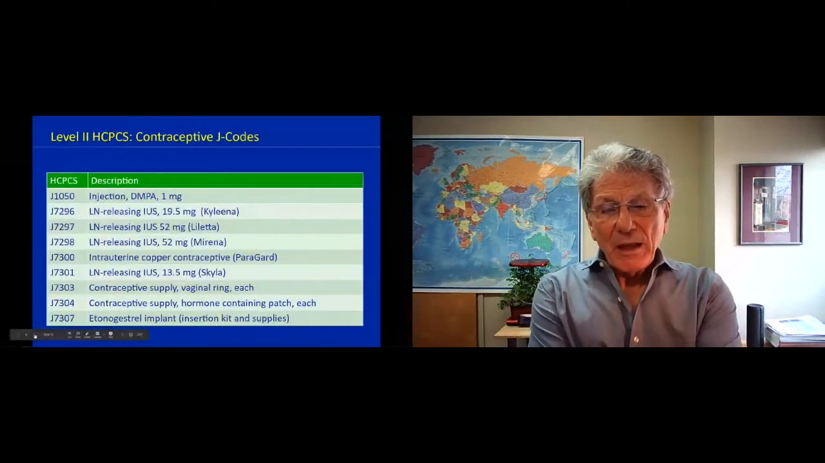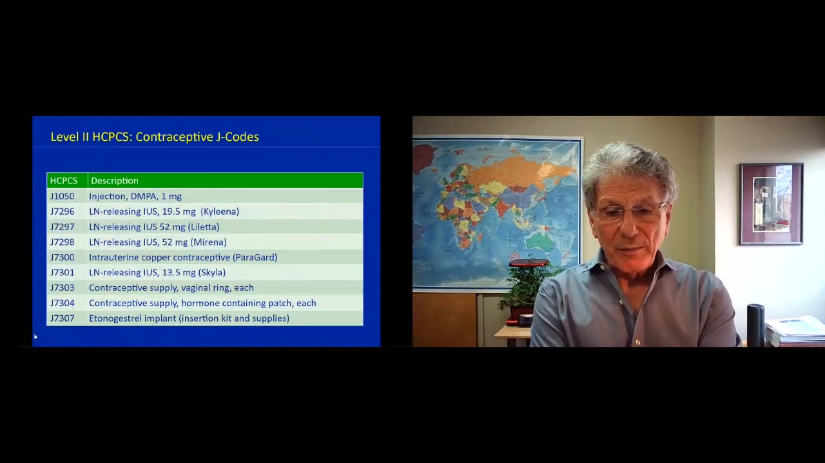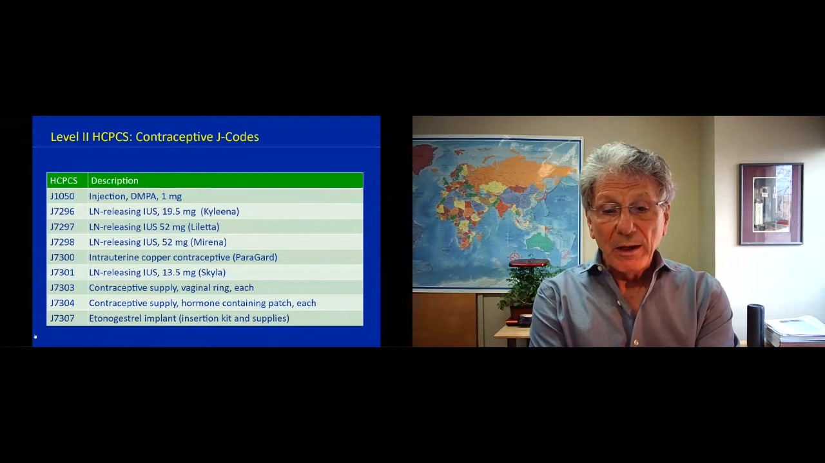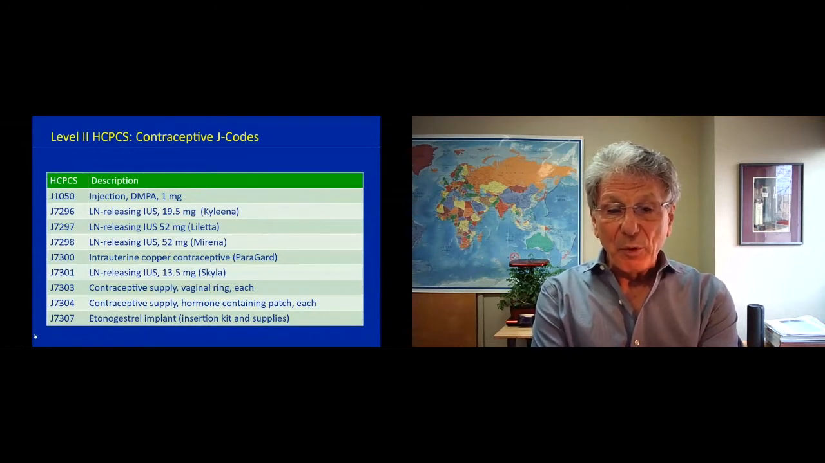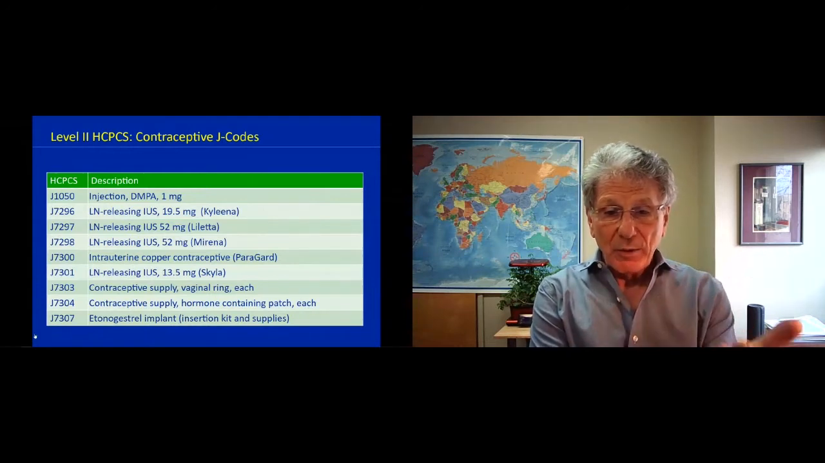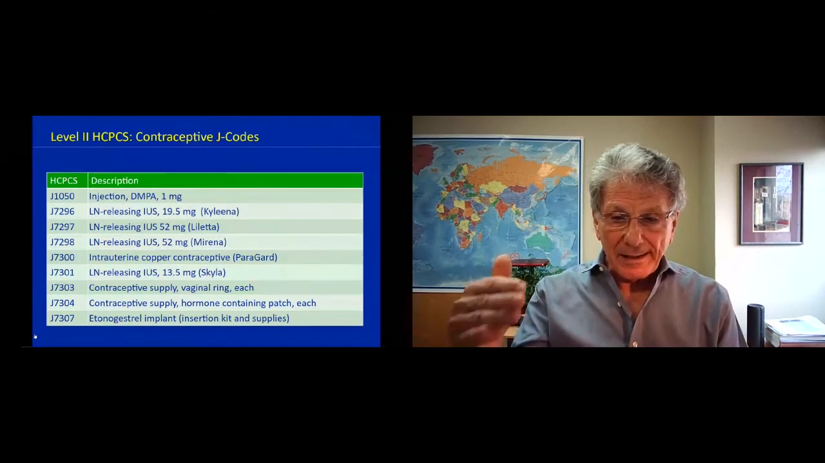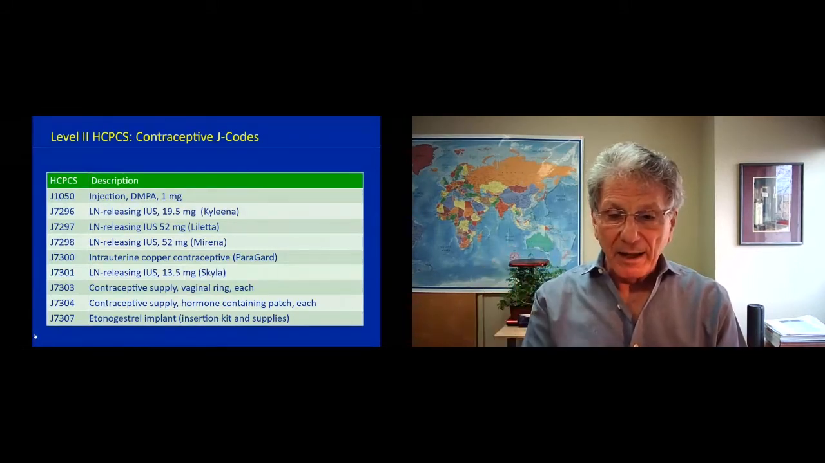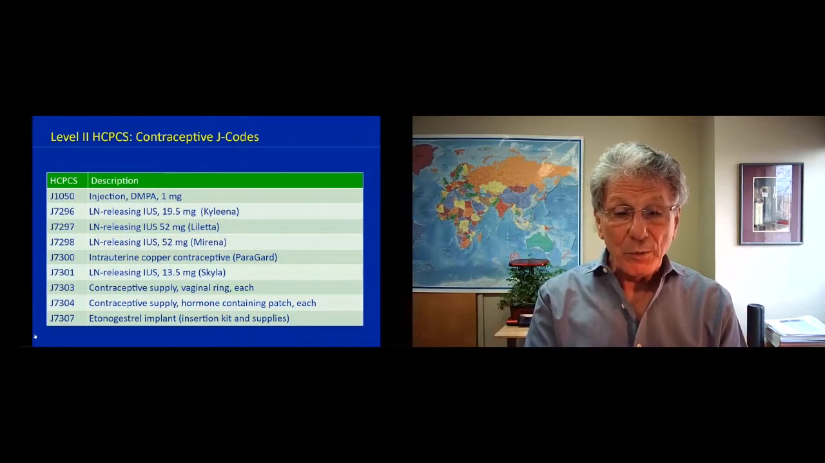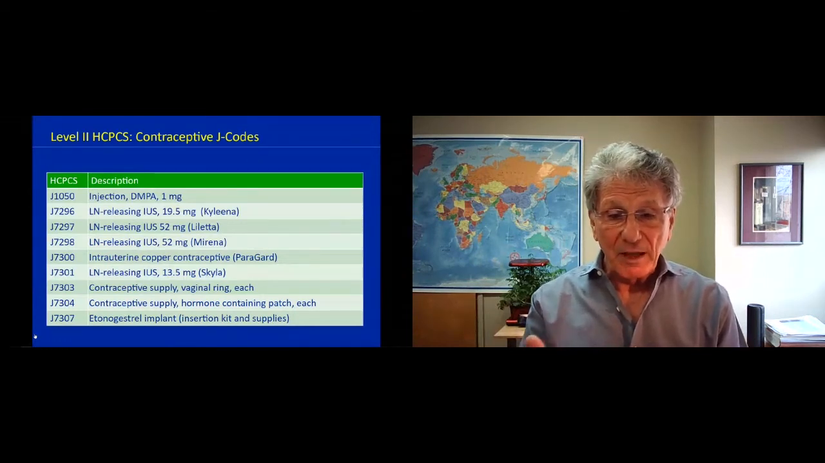Okay, so here are some examples that I was telling you about earlier of HCPCS codes. As you can see, the first one has to do with paying for the Depo-Provera fluid that you inject into a patient. The next 6 or 7 have to do with different types of IUDs. And you'll notice that every specific type of IUD, Kyleena, Liletta, Paragard, Skyla, and so forth, all have their own unique J code, which is a type of HCPCS code.